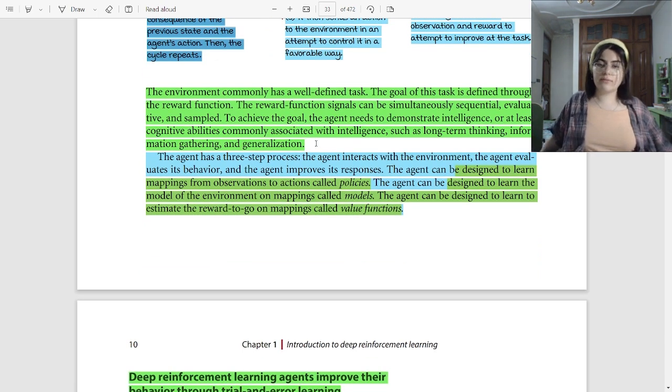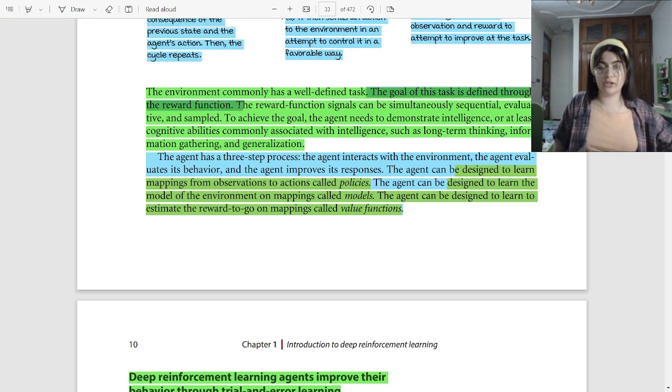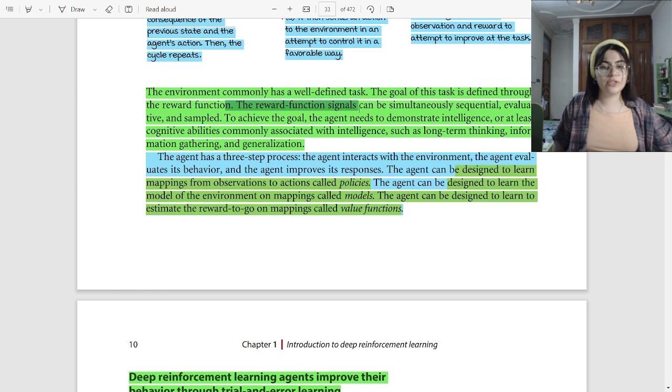So the environment commonly has a well-defined task, and the goal of this task is defined through the reward function. This is important too. Most of the time, we have a reward function, and the goal that we are trying to achieve is by maximizing this reward function. And this is the task that we want to do in the environment. The reward function signals can be simultaneously sequential, evaluative, and sampled.